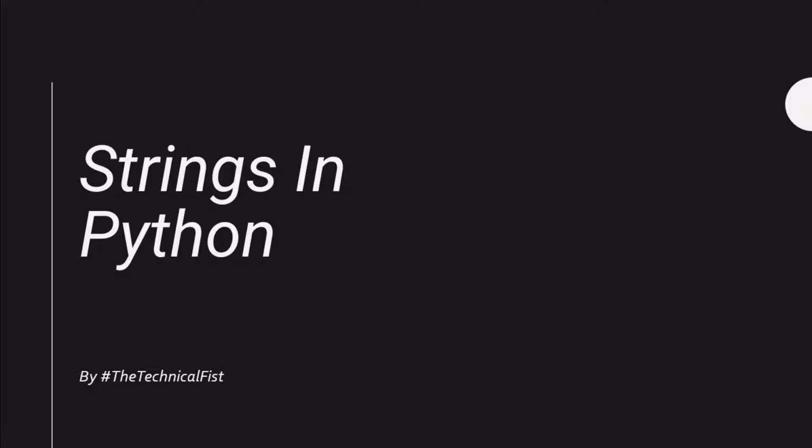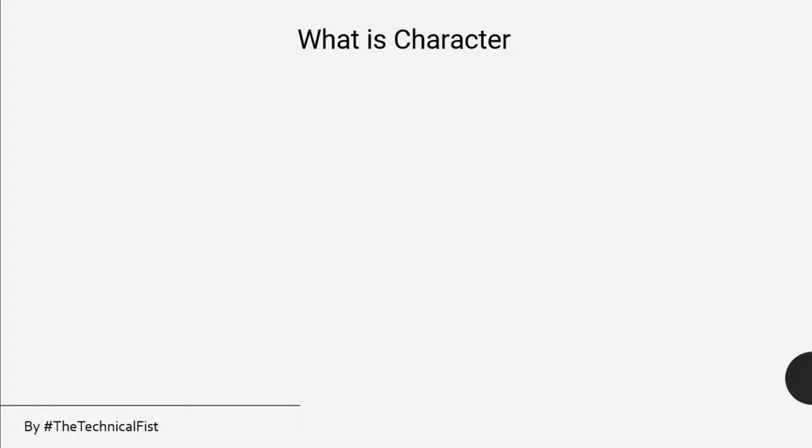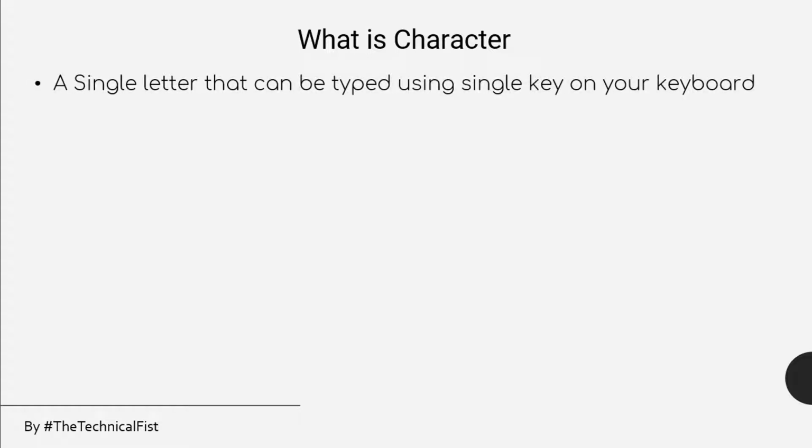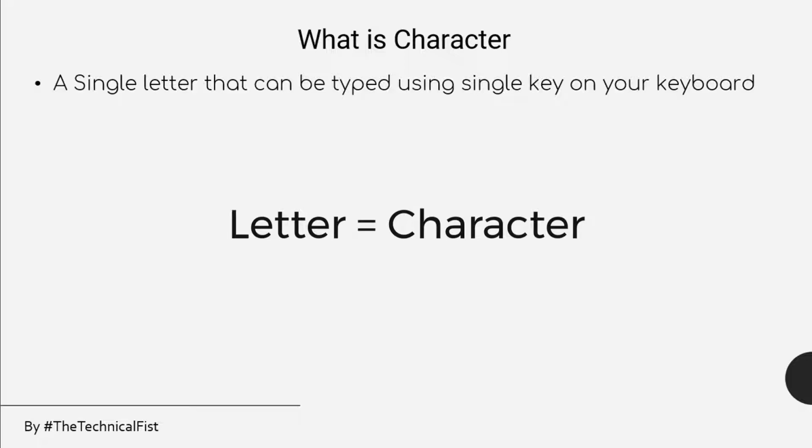Alright guys, I have prepared this presentation file for you so that you could understand strings better. In order to understand strings, we first need to understand characters. So what is a character? A single letter that can be typed using a single key on your keyboard is a character. For example, I can type A, B, C, D, E. So any single letter that I can type is a character. In other words, a letter is equal to a character.